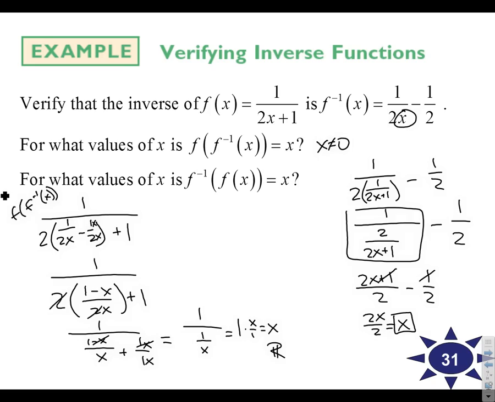What numbers can we use? Can't have 2x plus 1 in the denominator, so 2x plus 1 cannot equal 0. 2x cannot equal -1. x cannot equal -half. All right, lot going on here. If you're having trouble with this, we'll go over it in class for sure, but try 31.